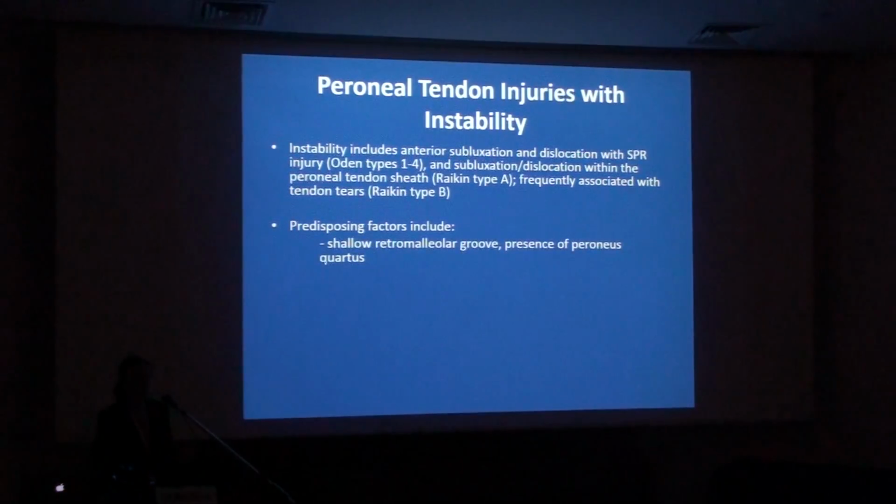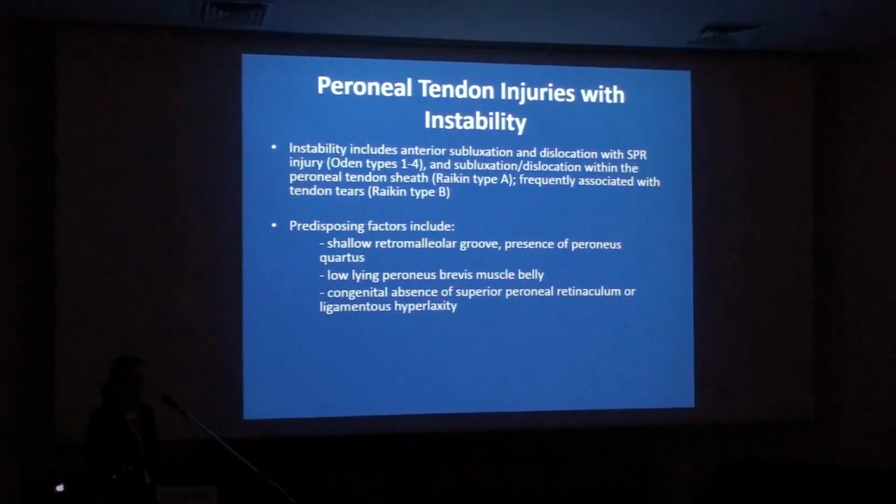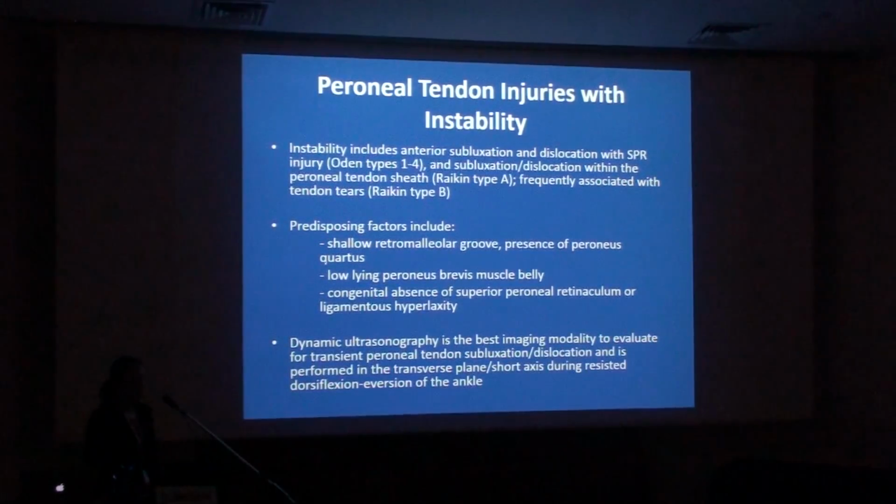Predisposing factors include shallow retromalleolar groove, presence of Peroneus Quartus, low-lying Peroneus muscle belly, and congenital absence of superior peroneal retinaculum or ligamentous hyperlaxity. Ultrasound is the best study to evaluate for transient subluxation or dislocation of peroneal tendons, especially if there's intra-sheath, because you do dynamic imaging.